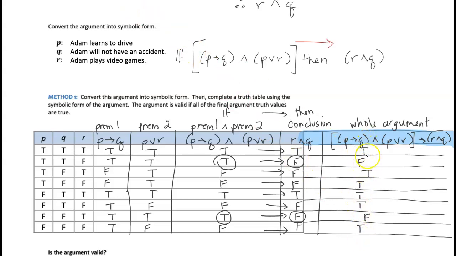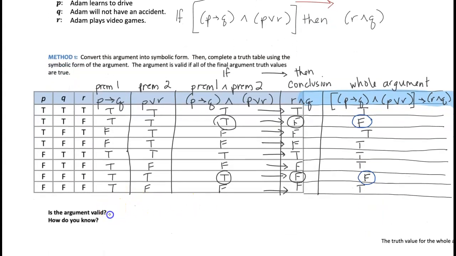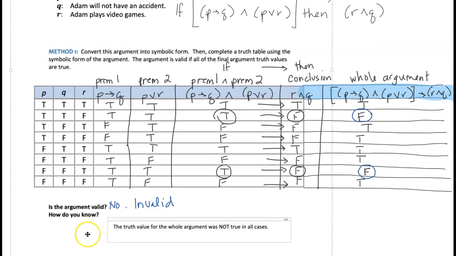We have found the truth value of the whole argument, and not all of the truth values are true. It ends up giving us a false truth value in case 2 and case 7. And that tells us that the argument is not valid, it's invalid. And why is it invalid? It's invalid because when we found the truth value of the entire argument, not all the cases ended up with a true truth value.